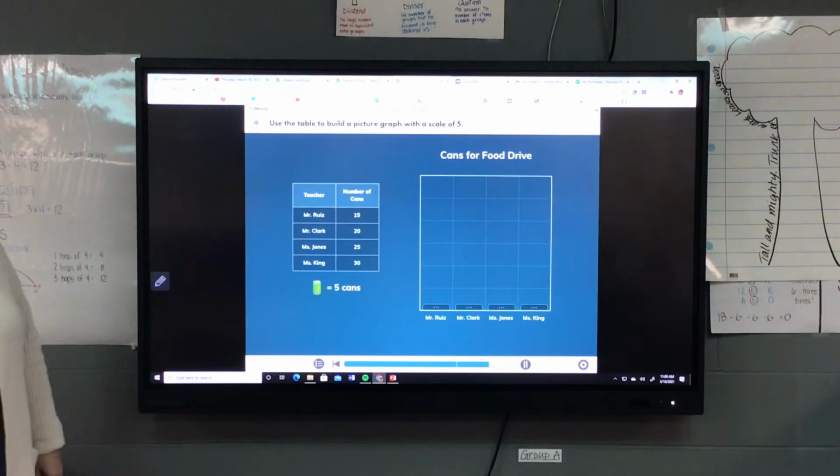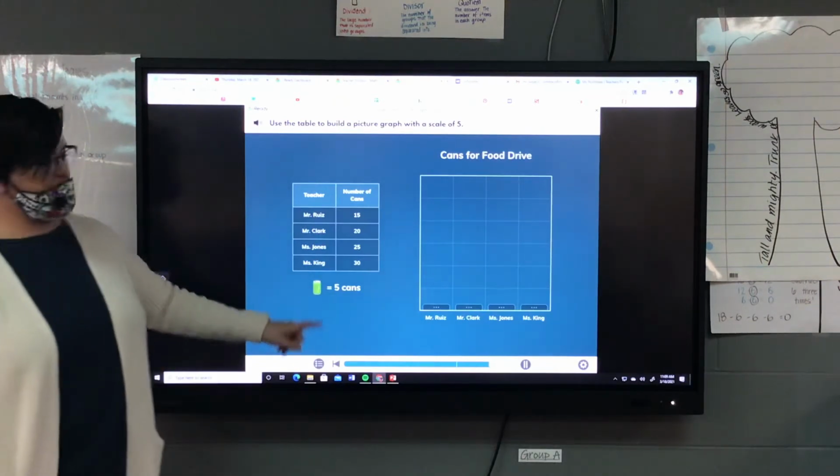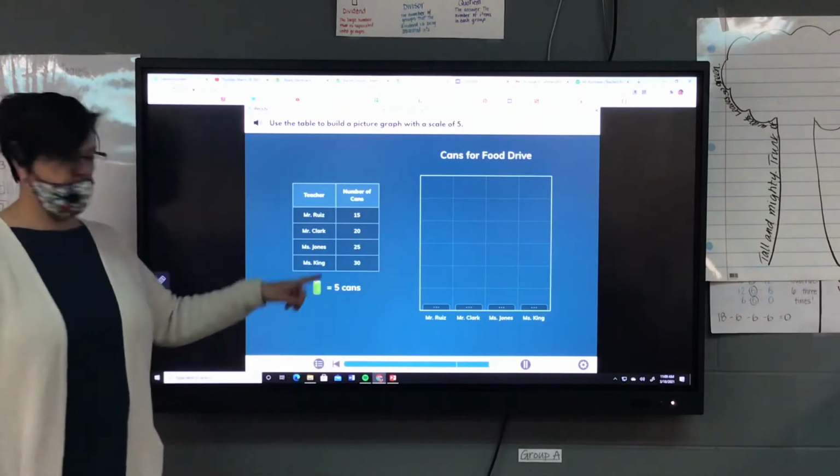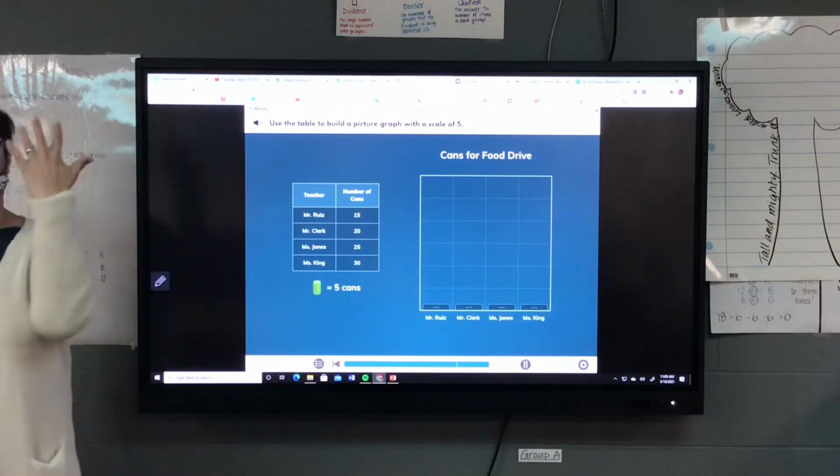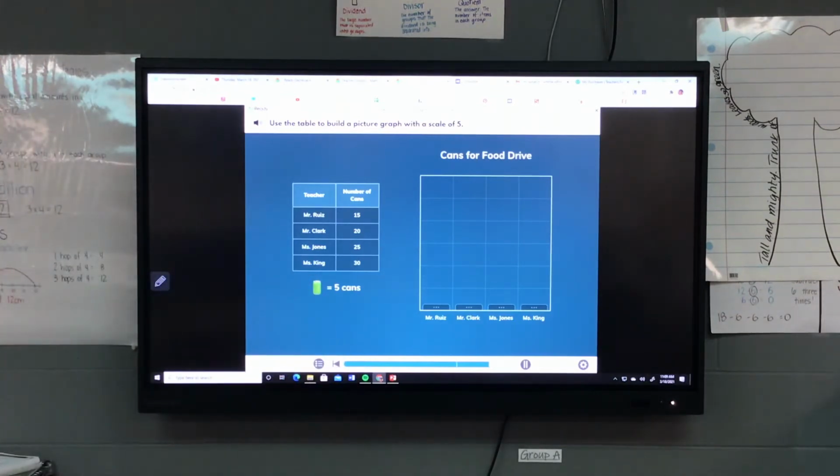Use the table to build a picture graph with a scale of 5. Okay, each can, or each picture of a can, is what? 5 cans. What are we skip counting by then? 5 cans. Mr. Ruiz, we're skip counting up to 15. 5, 10, 15. Stop.